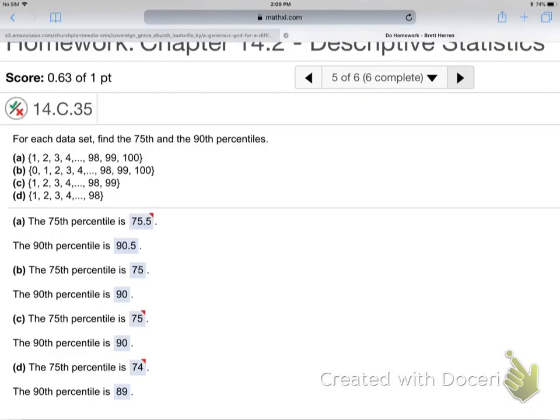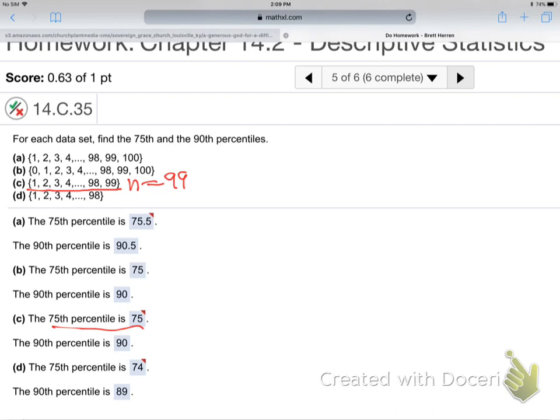I'll do a fresh screen here again, and we'll do part C. Let's do data set C now and find the 75th percentile. How many numbers? Now in C, they took out the 0, they took out the 100. So there's just 99 numbers now, huh? In data set C, we have 99 numbers. Can you find the 75th percentile there?